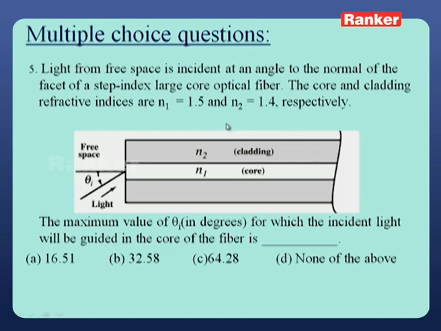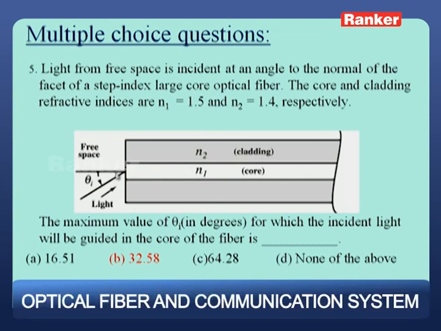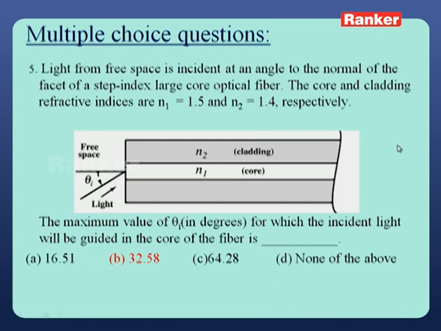Clearly observe what data is given to us. n1, the refractive index of core, and n2, the refractive index of clad, are given. So directly you are supposed to calculate the acceptance angle. What is the formula for acceptance angle? Directly we have theta I equals sin inverse of the square root of n1 square minus n2 square. This is the formula for acceptance angle. By substituting n1 and n2, we get theta I equals 32.58 degrees. So for this particular problem, option B 32.58 degrees is the correct answer. These are a few multiple choice questions we can answer from our optical fiber communication systems.